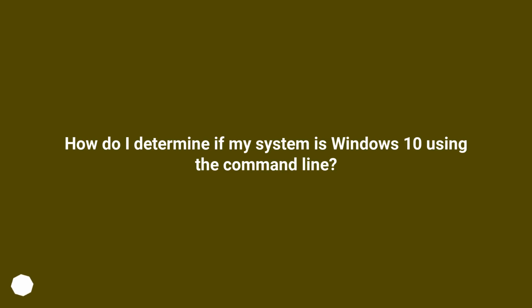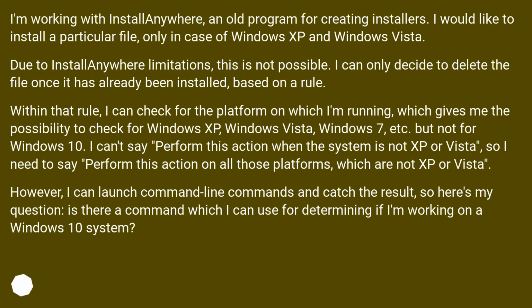How do I determine if my system is Windows 10 using the command line? I'm working with Install-Anywhere, an old program for creating installers. I would like to install a particular file only in case of Windows XP and Windows Vista. Due to Install-Anywhere limitations, this is not possible. I can only decide to delete the file once it has already been installed, based on a rule.